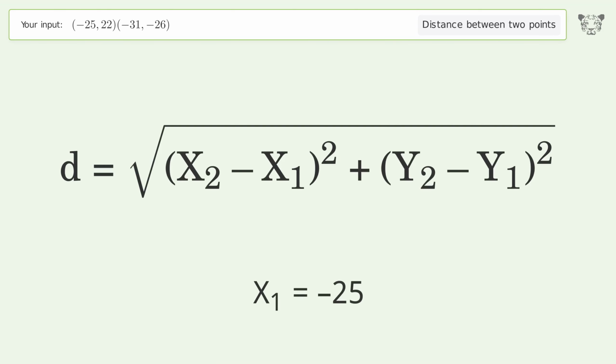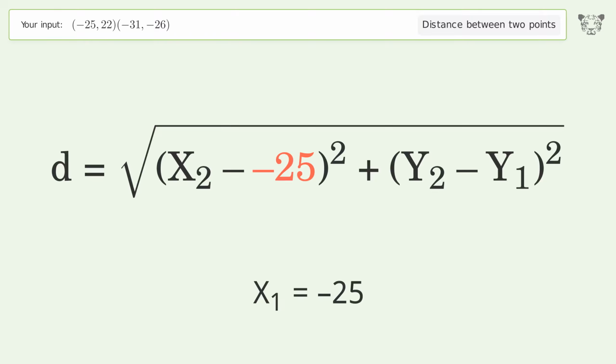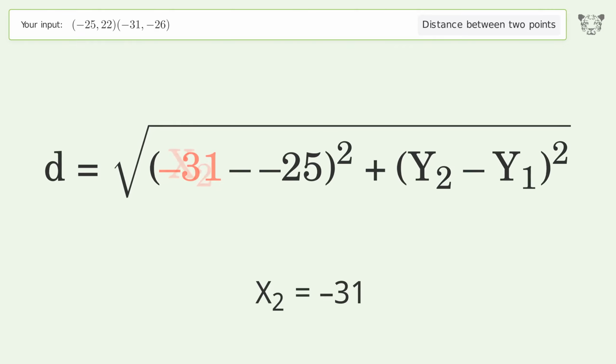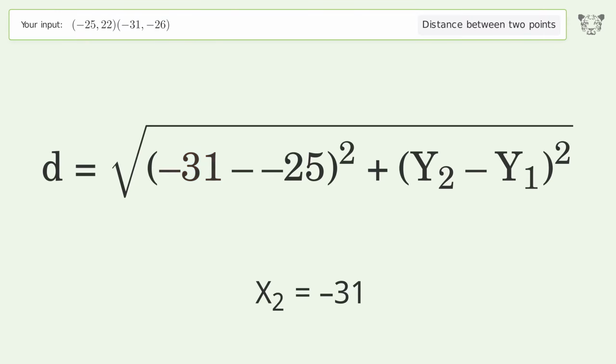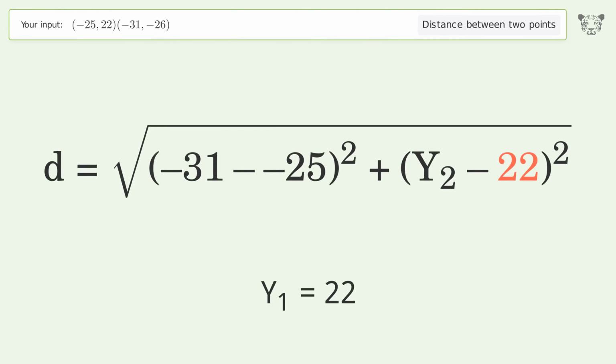x1 equals -25. x2 equals -31. y1 equals 22. y2 equals -26.